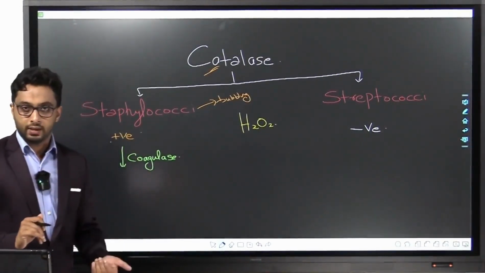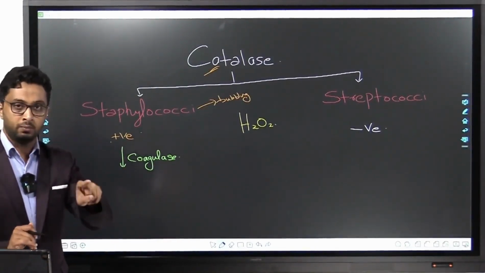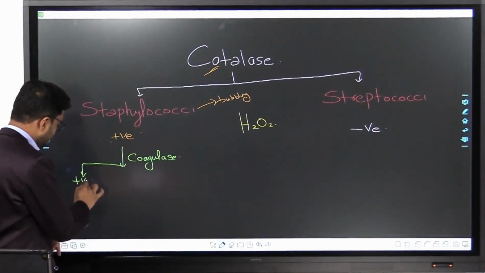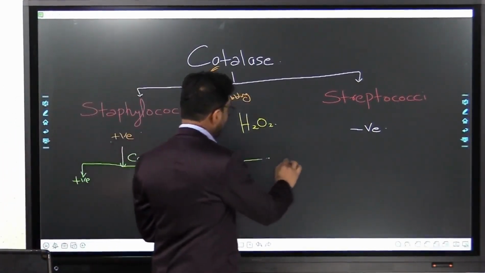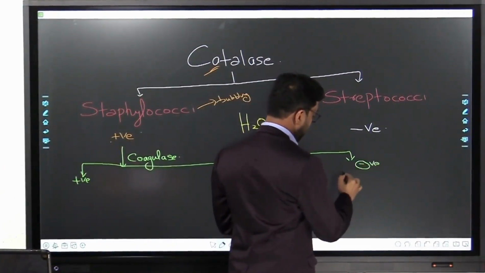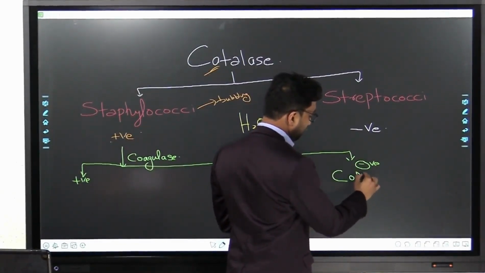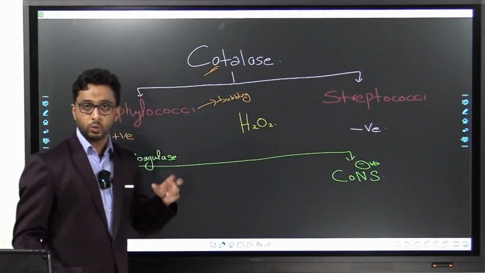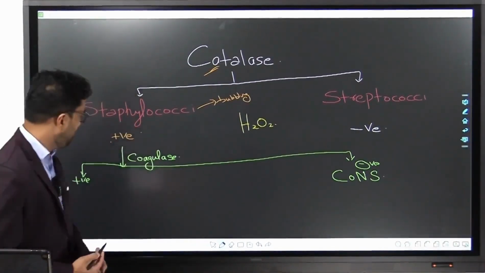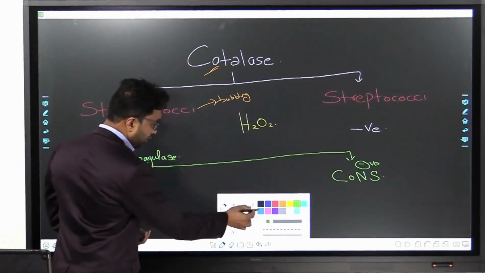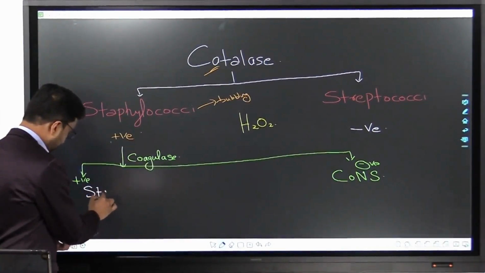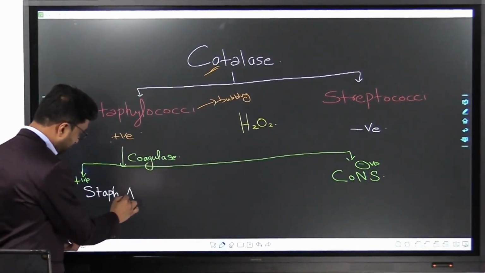And you're going to see the reaction. If a plasma clot is formed, we'll study this in detail, don't worry, you call those organisms coagulase positive. If no plasma clot is formed, you call these organisms coagulase negative, or CONS, coagulase negative Staphylococci. So this is coagulase positive, this is coagulase negative. Now, which organism is coagulase positive, or contains the enzyme called coagulase? We are discussing Staph only. The organism is Staph aureus.